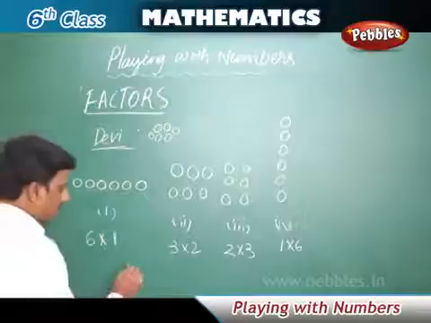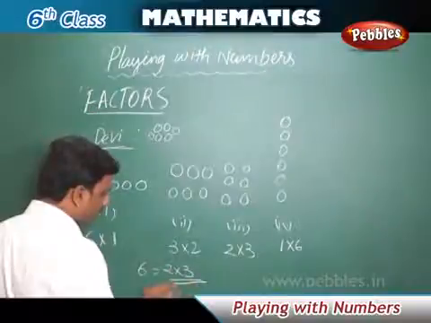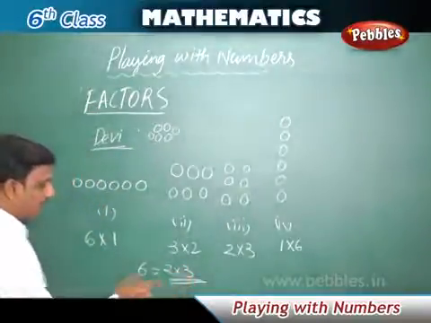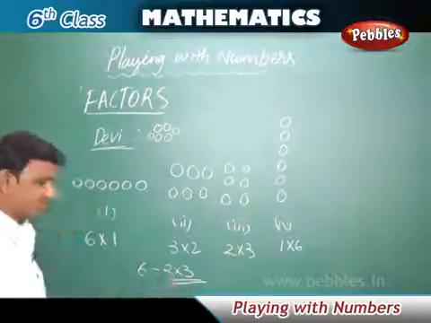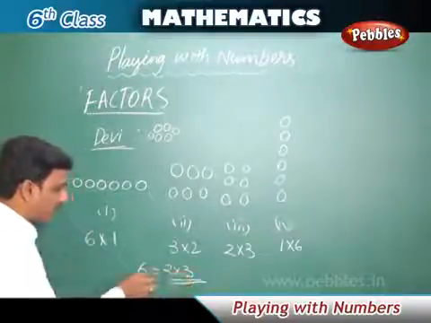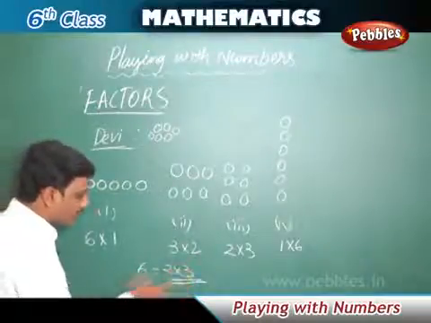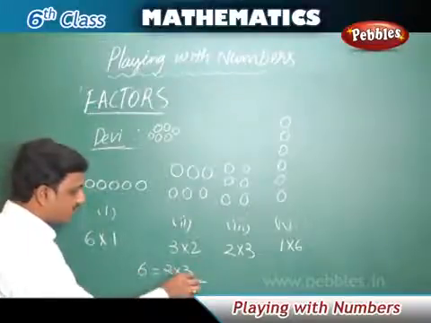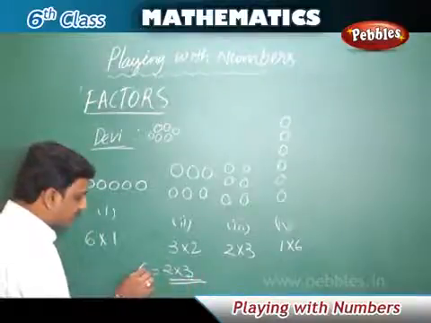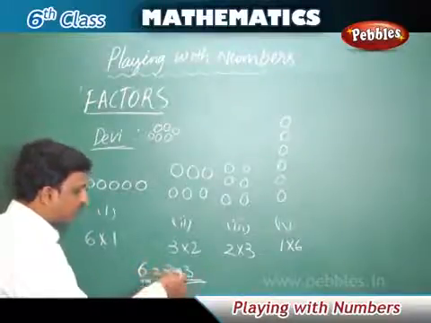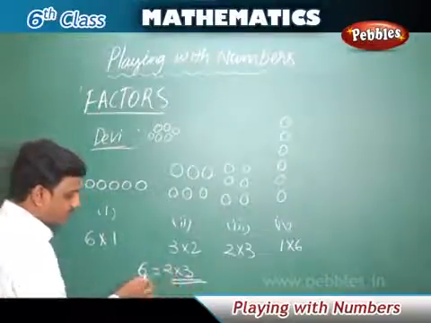So now we can say that for the number 6, 2 into 3. 2 and 3 are factors of 6. We call 2 and 3 factors of 6 because these numbers divide 6 exactly. So we call these 2 numbers the factors of 6. 2 is a factor of 6, 3 is a factor of 6, because the number 6 is expressed in the form of its product, 2 into 3. So these 2 are the factors of 6.